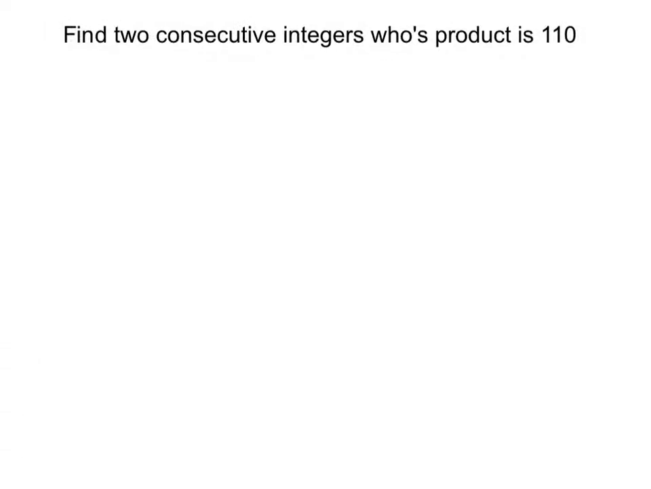Our goal is to find two consecutive integers whose product is 110. Now remember, product is multiplication. So here's what we have to look at. I need to set a variable. I'm going to say the variable is x.